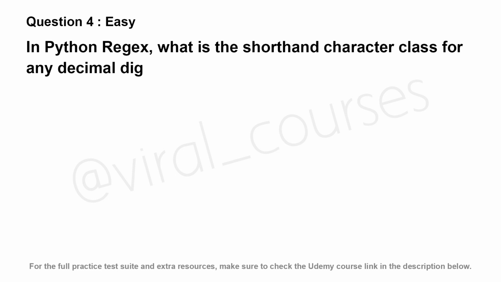In Python regex, what is the shorthand character class for any decimal digit? Option A, W. Option B, S. Option C, D. Option D, D.